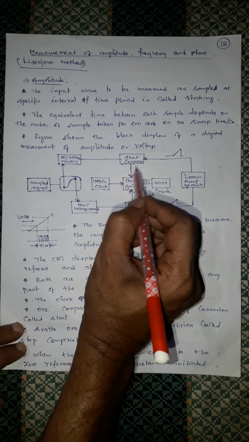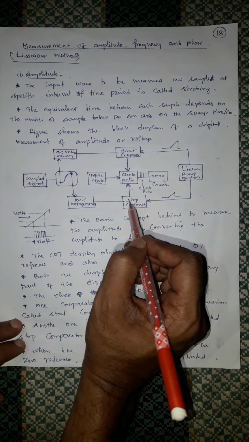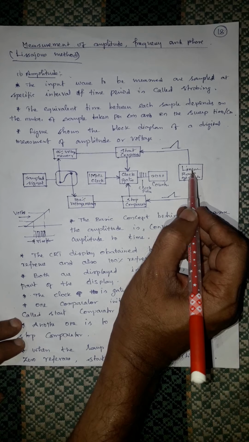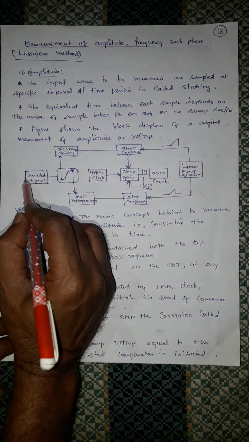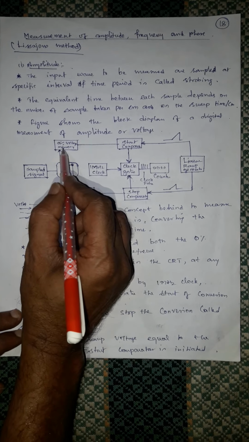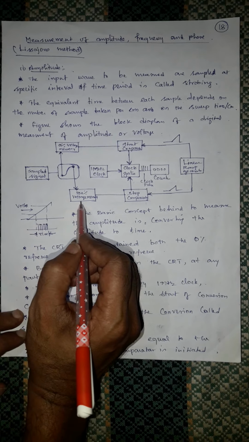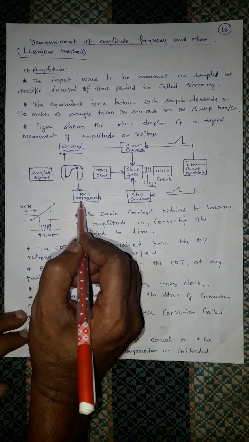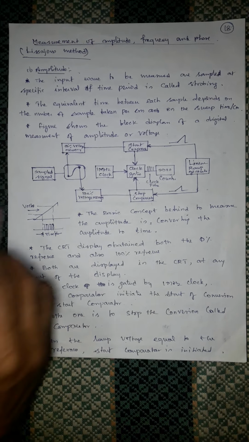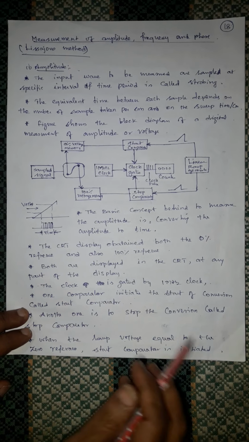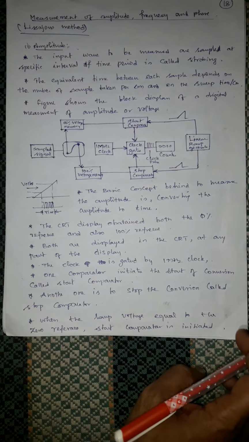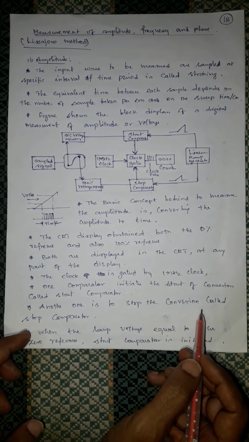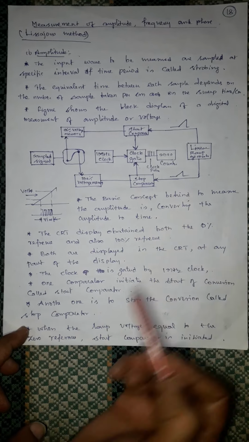Okay. Here you are having a start comparator, a stop comparator, and a ramp generator. Here the sampled signal is given to the 0% reference and then the 100% reference, that is the maximum voltage to be measured. Here is the minimum voltage or zero voltage to be measured. One comparator initiates the start of the conversion, called the start comparator. Another one is the stop comparator.